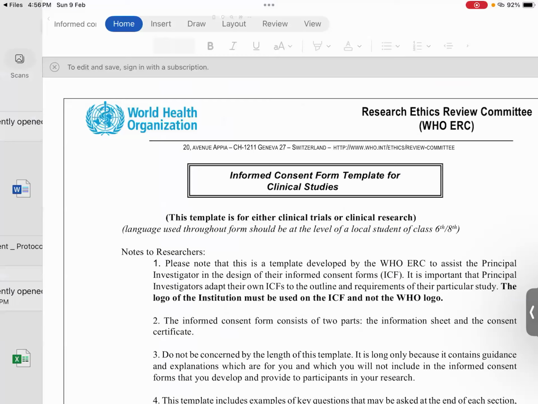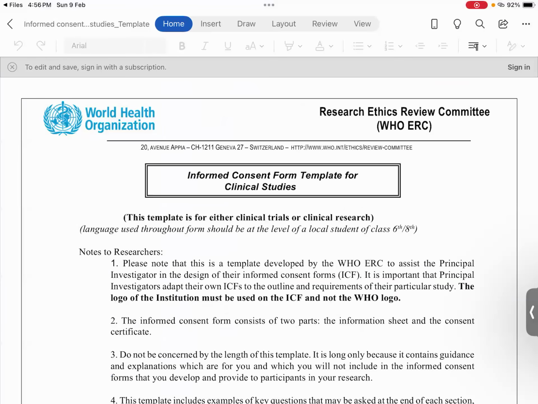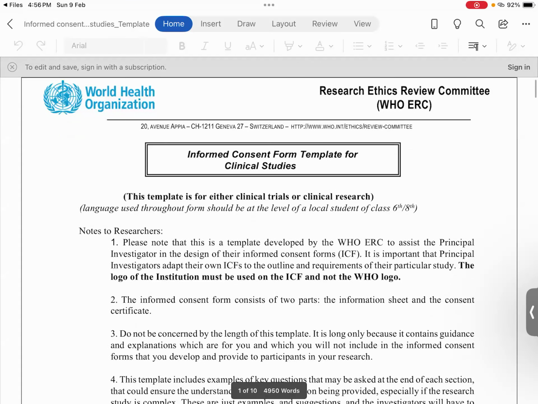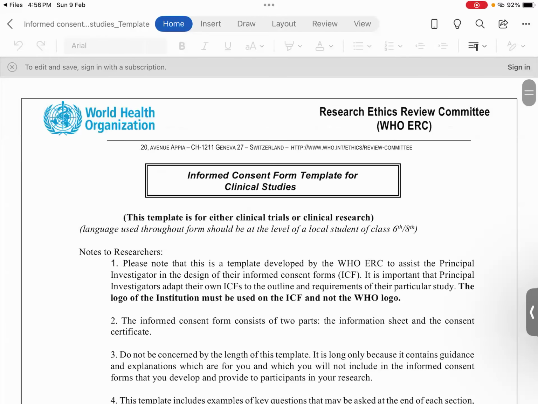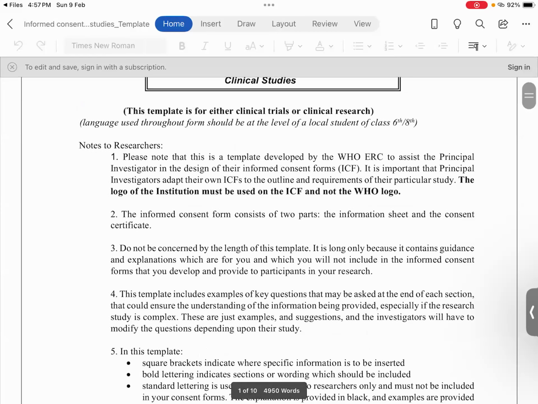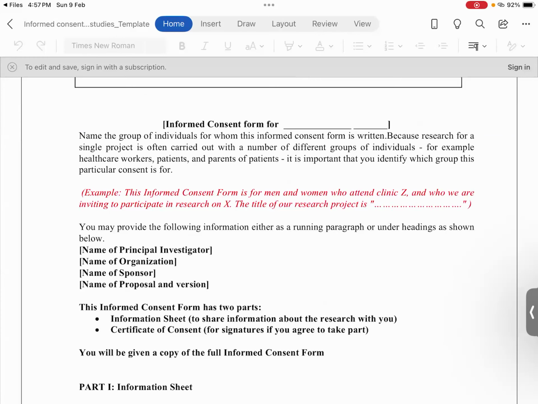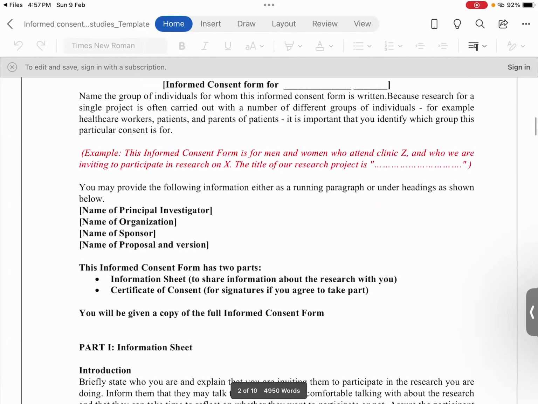This template I can share with you after the class. In the medical writing group, Dr. Ajit has added me as well. I'll post two templates: one is for adults, another is for minors. I downloaded these from a WHO site because, first, they are universally accepted, and second, for every section they have given an example.